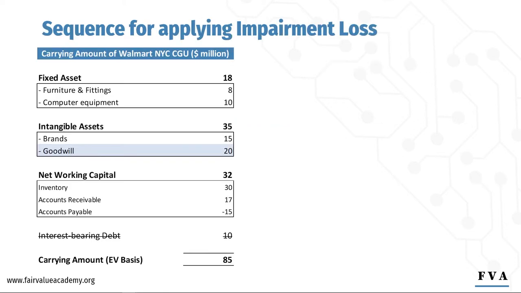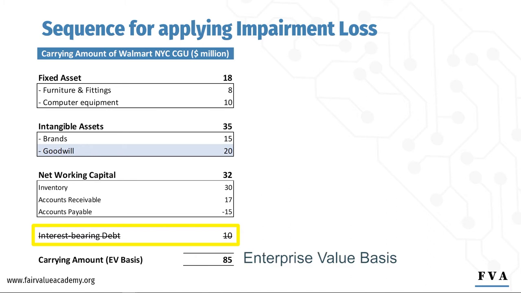Refer to the carrying amount of Walmart's New York CGU. As you can see, we ignore interest-bearing debt. Hence, New York CGU's carrying amount is 85 million on an enterprise value basis. In practice, we prefer to use enterprise value basis because it's cleaner and easier. So we have a carrying amount of 85 million.